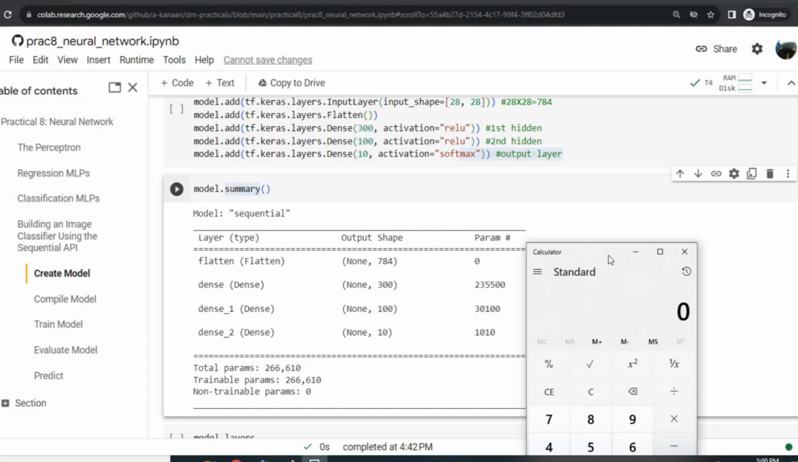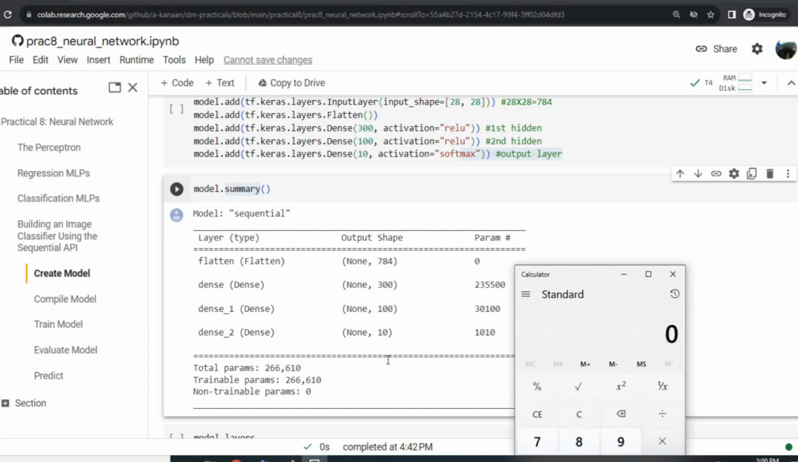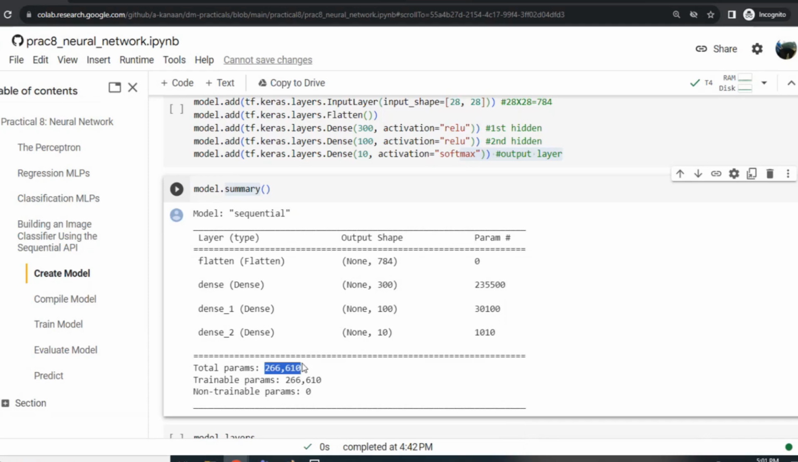Okay, let's try the last one. The last one is easy. So we have here in the output layer 10 neurons multiplied by how many inputs? 101, right? So 100 from the preceding layer plus 1 for the bias. So 101, they become 1010. If you sum up all these values, you have 266,610 parameters. Is this a big number?